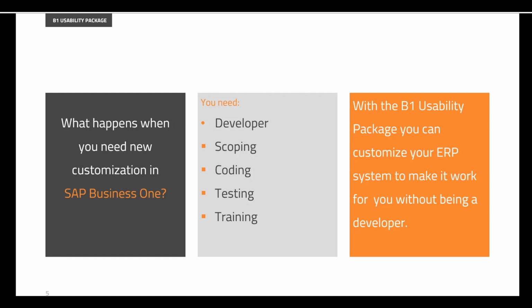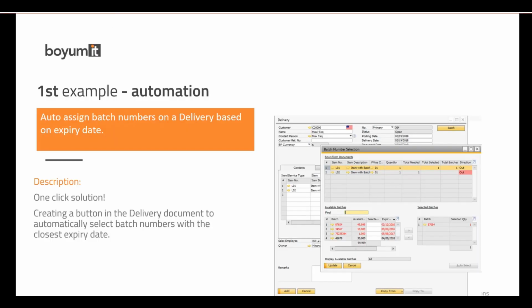But what I really want to show you is some examples of what you can do with the usability package and with print and delivery. So the first example is an automation. If you use batch numbers, for example, okay, those are just examples to give you a good idea what you can do with the usability package. When you put in a delivery and you have batch items, what happens? You get a box and you have to select the batch manually.